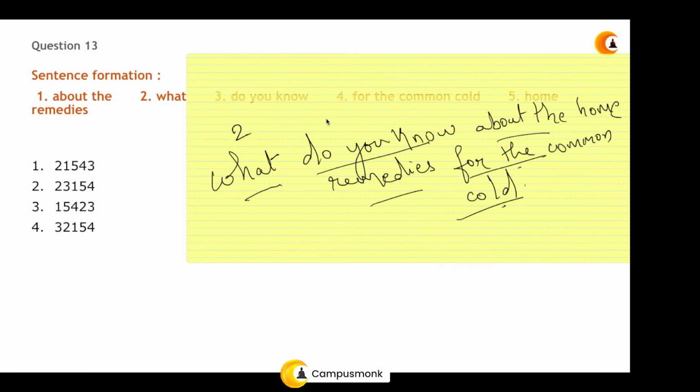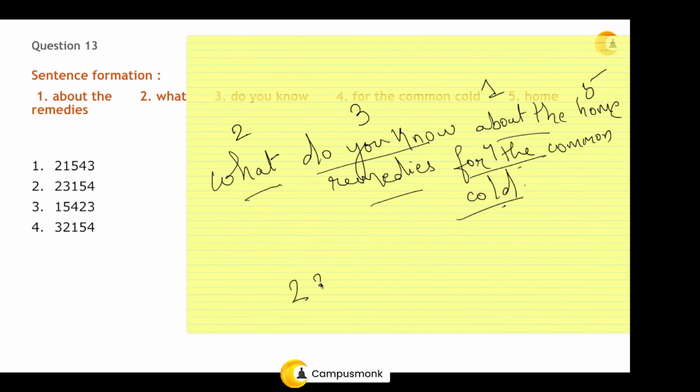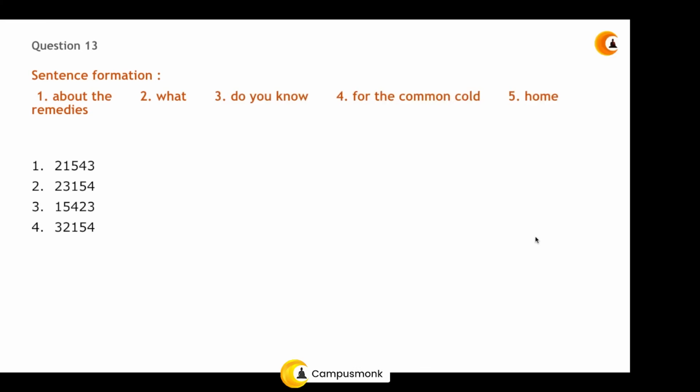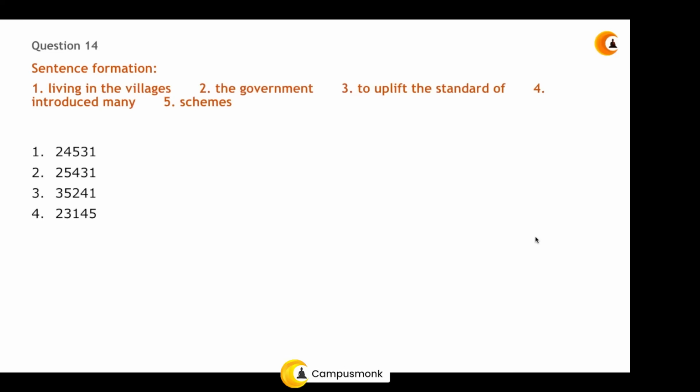So 2 will come first, then 3, then 1, then 5, and then 4. So the option will be 2, 3, 1, 5 and 4. So I suppose this one is there in option number 2. Right? So option number 2 is your answer. What do you know about the home remedies for common cold? Alright? Great. Now moving on to the next question.